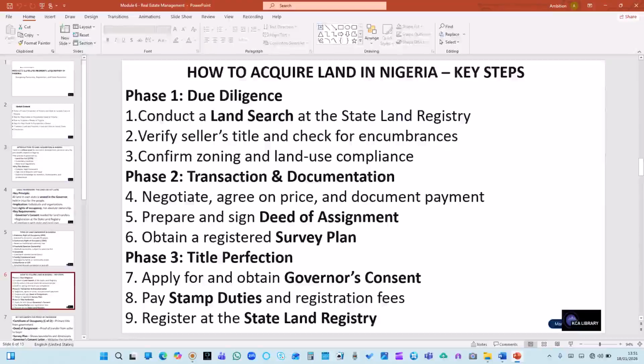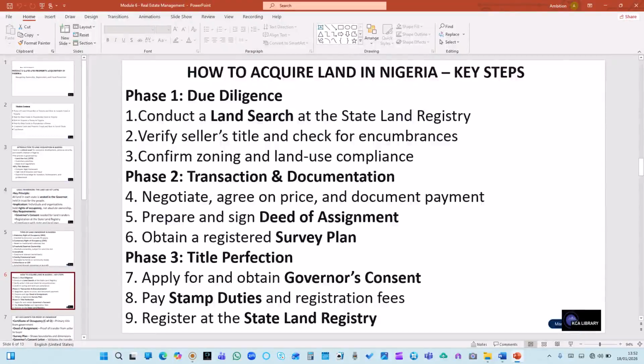Then phase 2, which involves transaction and documents, you negotiate, agree on the price, and make your necessary payment. Then another step is to prepare and sign the deed of assignment. Having done that, the number 6 step is to obtain a registered surveyor plan. Then after that, phase 3, which is title perfection. That is when you want to register the land, having purchased the land.